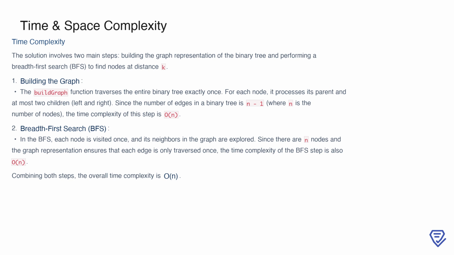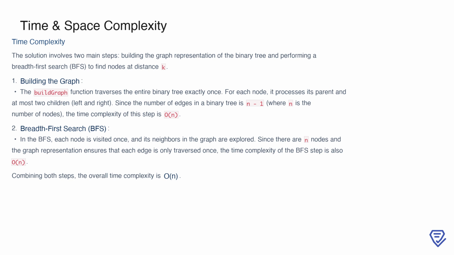First, let's focus on building the graph. The buildGraph function ensures that every node in the binary tree is visited exactly once. For each node, we process its parent and, at most, two children, left and right. Since a binary tree with n nodes has exactly n-1 edges, this step completes in O(n) time.